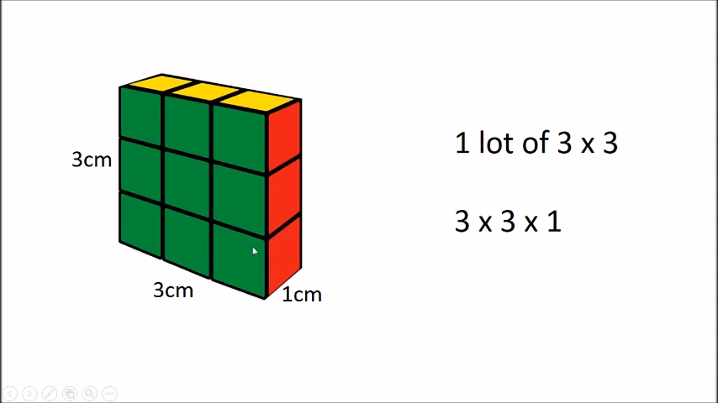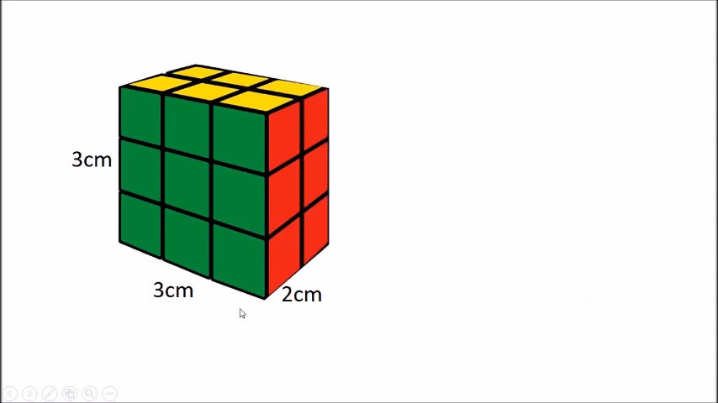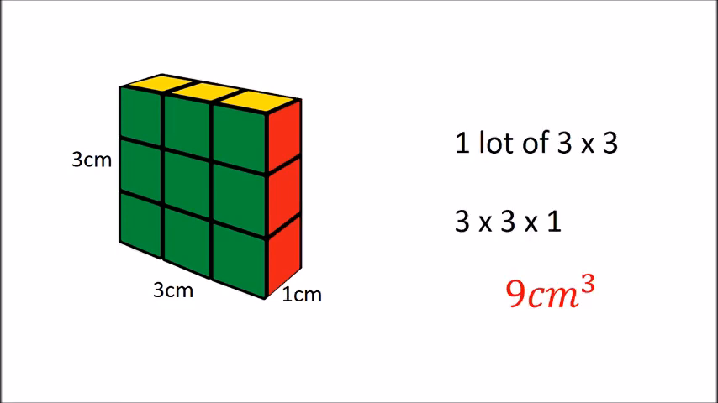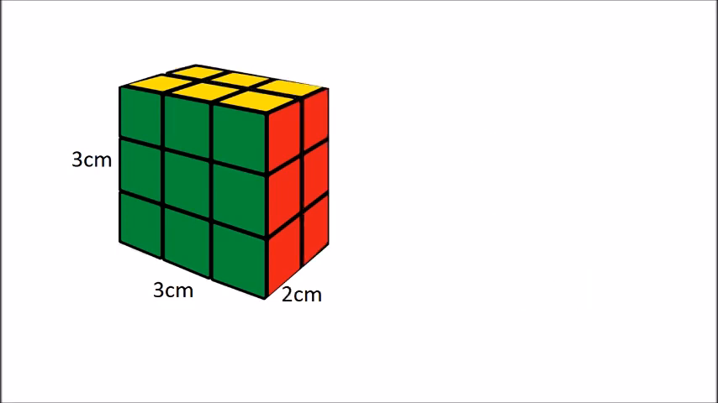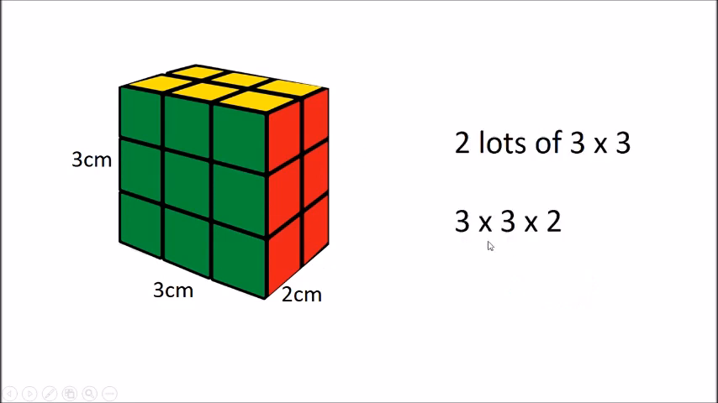Let me show you a very similar shape. So now I'm going to go for something like this. So instead of one lot of 3 times 3, I've now got 2 lots of 3 times 3. Okay, so 3 times by 3 times by 2 gives me 18 centimeter cubed. So a quick way to count all these centimeter cubed is just multiply these 3 lengths together. So 3 times by 3 times by 2 gives me this shape with a volume of 18 centimeter cubed. It's not centimeter squared. Volume measures how many cubes can fit inside a 3D shape.